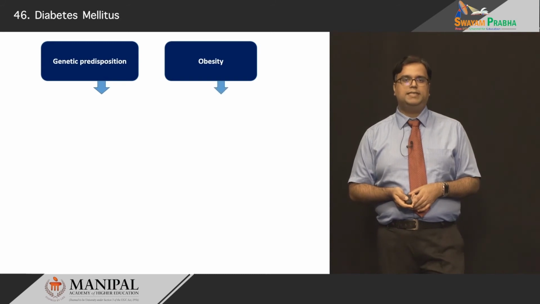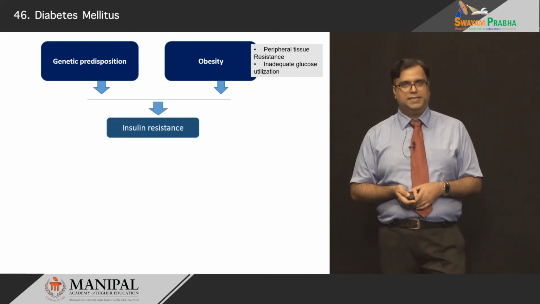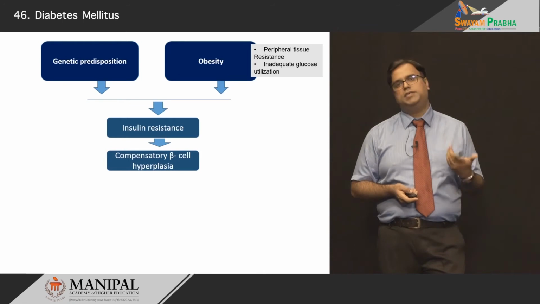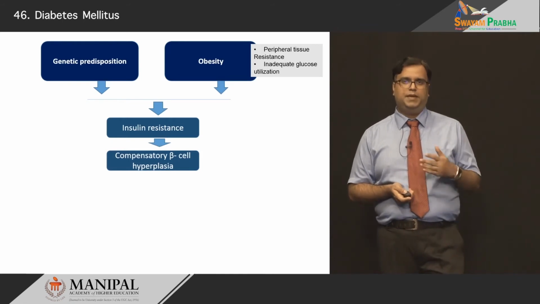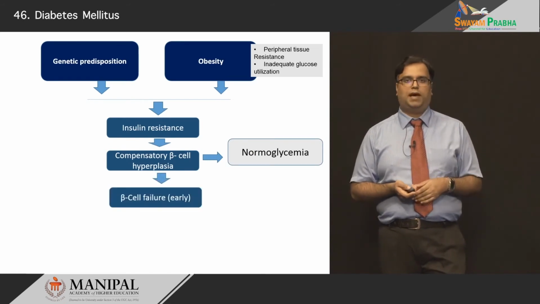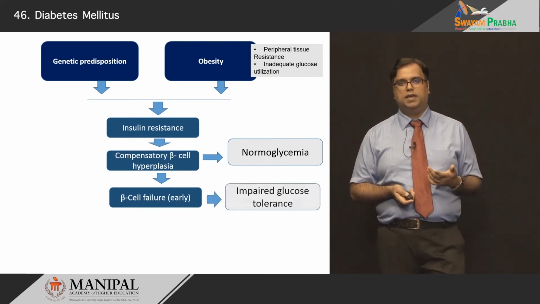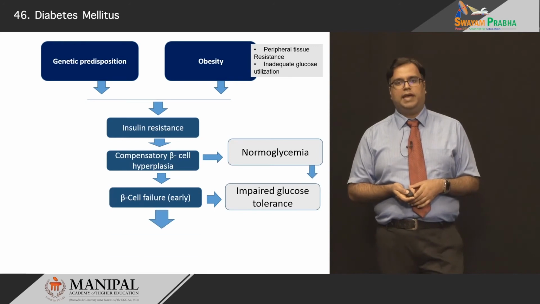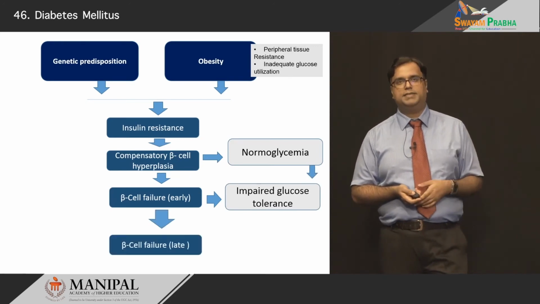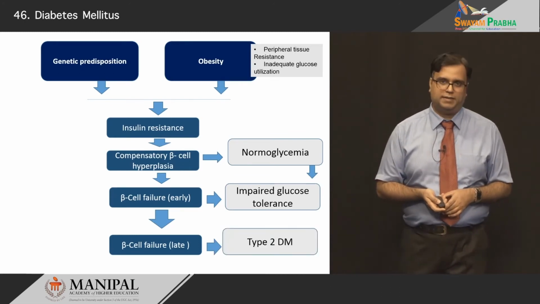So the net effect, with genetic predisposition and obesity, we know there is peripheral tissue resistance and inadequate utilization of glucose, resulting in insulin resistance. The body tries to overcompensate for this, causing beta cell hyperplasia transiently, which maintains your glucose levels in the normal range. Go back a few years, maybe half a decade or so, and you will see that your beta cell failure starts, and those are early stages where you'll say impaired glucose tolerance, and finally it results in late failure where there is absolute annihilation of beta cells, resulting in what is called type 2 diabetes mellitus.